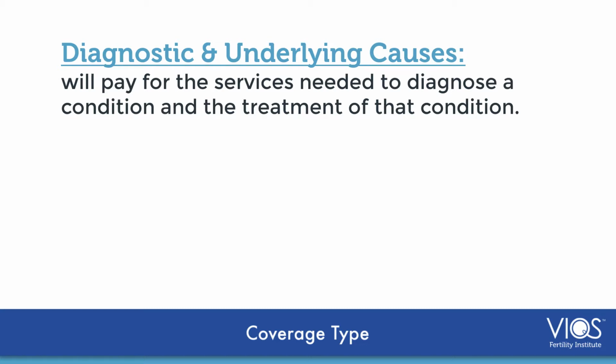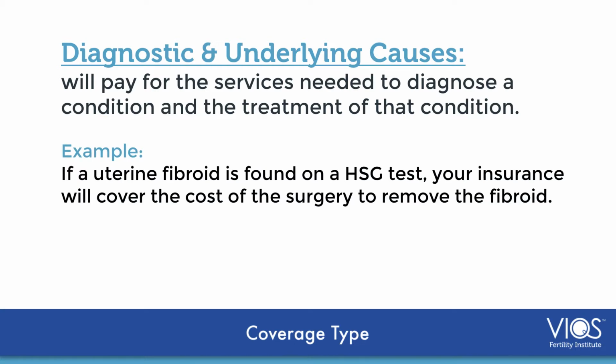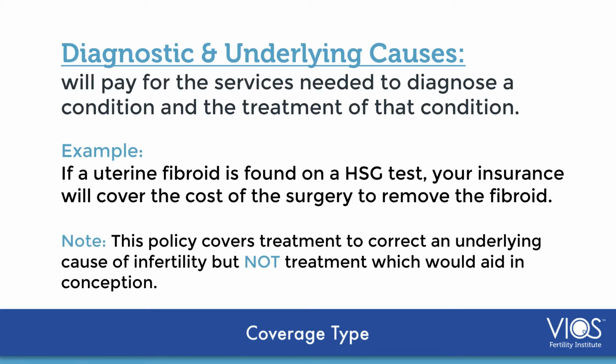This type of coverage will pay for the services needed to diagnose a condition and the treatment of that medical condition. So for example, we have a patient that comes in for a uterine evaluation and we discover that there is something obstructing her from being able to conceive. Your insurance is agreeing now to pay for whatever kind of corrective surgery she would need to have or to restore her back to a normal state. However, your insurance will not pay to have treatment services that would aid in conception.